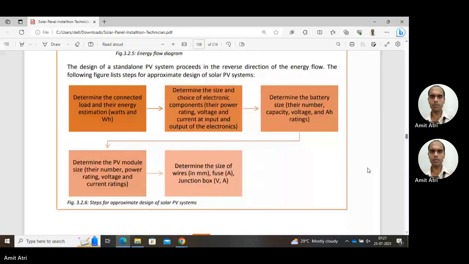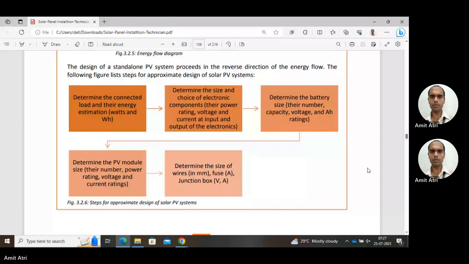Now, to design a standalone PV system, there we need a battery. The designing process is exactly the reverse of the power flow. As we move from the PV panel to the load in case of energy flow, in case of designing we will move from the load to the PV panel, in the reverse direction. How can we see this in steps? In the energy flow diagram, we begin with the PV panel, the solar panels. Now in case of designing, we move in reverse.